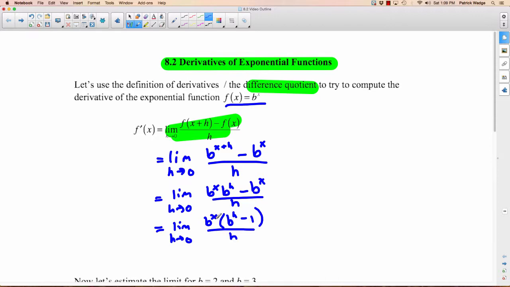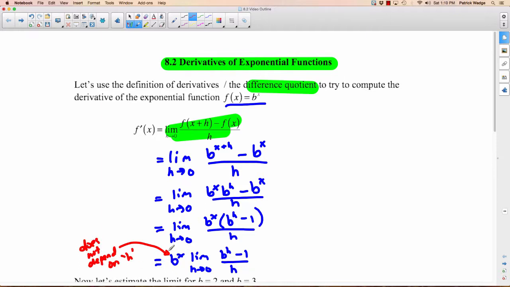This b to the x power has nothing to do with h, right? The limit is as h approaches 0. Well, b to the x has nothing to do with h. It's a constant. So what we can do is just move that b to the x out front. So you'd have b to the x power times the limit as h approaches 0 of b to the h minus 1 all over h. I'm going to write in here that the reason this moved up front, in case you wonder about this later, is because it does not depend on h. So that's the reason we could move that out front.